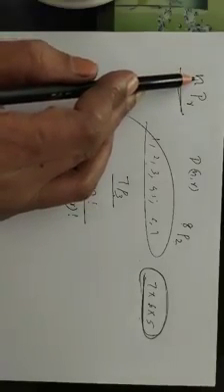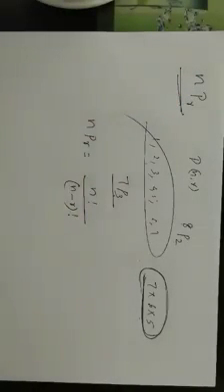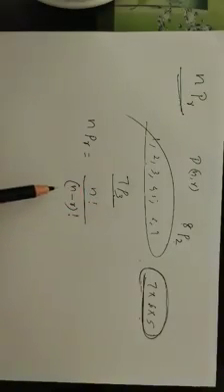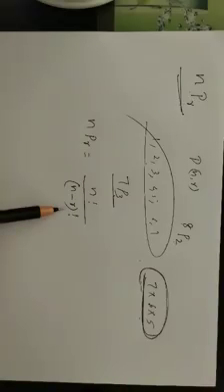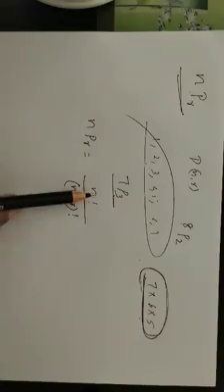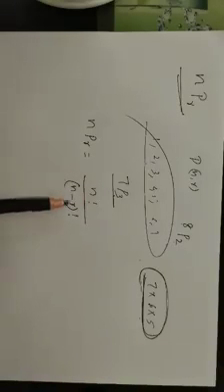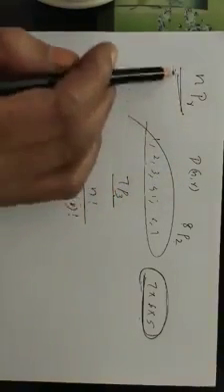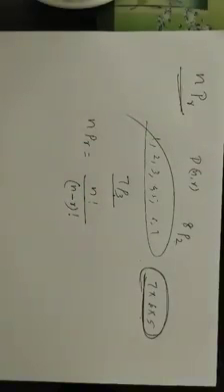It is called nPr, and the formula for nPr is n factorial by n minus r factorial. This can also be represented as P(n, r), but the general notation is nPr. What does nPr mean? Arranging r objects out of n.